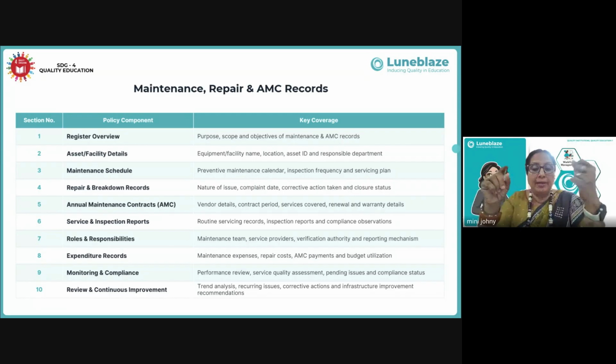Expenditure record: maintenance expenses, repair cost, AMC payment and budget utilization. Finally, monitoring and compliance, performance review. As teachers, we have performance review. If you take something and feel this is not good, we can go to a new model. So modernization, because repair cost, we know how much it is. AMC payment and budget utilization. Last one again, monitoring and compliance: performance review, service quality assessment.